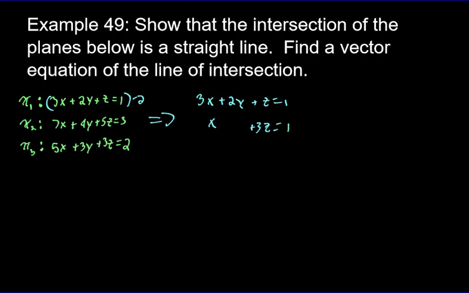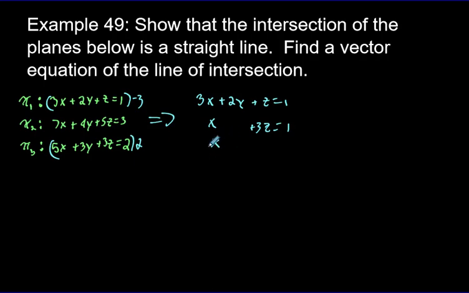Now, to eliminate the other variable, I want this one to go away, so I'm going to multiply the top equation by -3 and the bottom by 2. Let's see. -3 times 3 is -9, plus 10. That gives me x again.